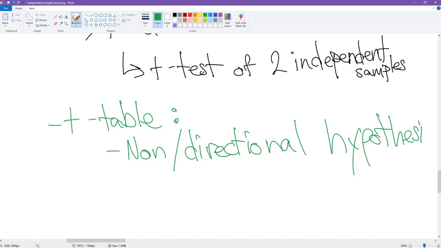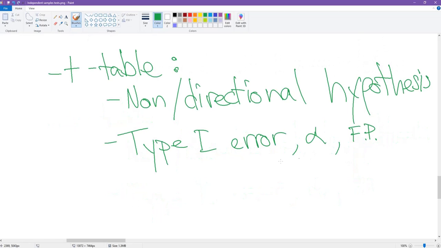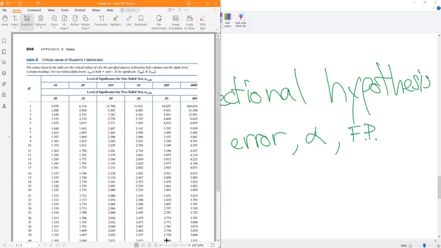In this hypothesis test, you need to know what your type 1 error probability is, so your alpha, your false positive rate. And what else are you going to need to know? Well, I can look at the table, and it's going to say something on here about degrees of freedom.